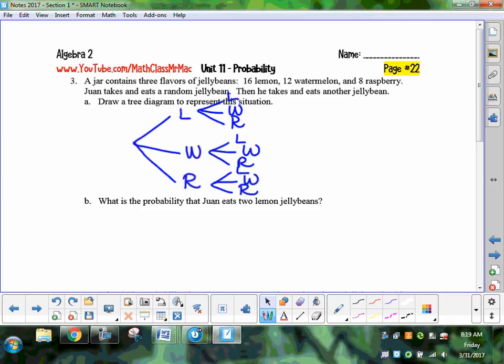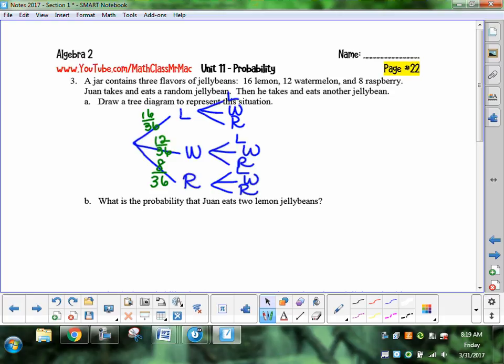Let's label our probabilities on here too. What's the probability of getting a lemon? Hands up if you can answer that. Probability of getting a lemon. What would that be, Jonathan? Yeah, 16 over 36. Probability of watermelon is 12 over 36. And the probability of raspberry is 8 over 36.